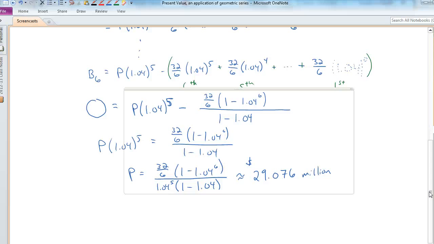And if somebody came to me today and says, hey, how much is that contract worth? I'd say, it's worth $29 million roughly. So if you want to buy Joe Schmo's contract from me, you can buy it for $29 million.